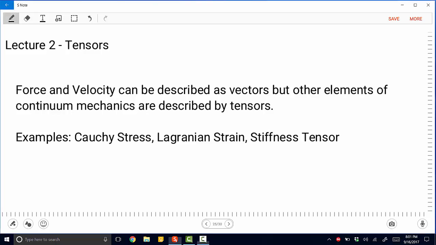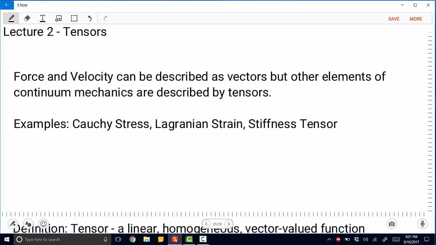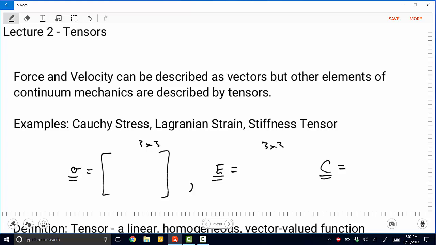Now, some examples of tensors that we will see in this class are, of course, the Cauchy stress tensor, right? Our nice stress tensor, which we define as a 3x3 matrix. Our Lagrangian strain, which is also a 3x3, as well as our stiffness tensor, which is a 6x6 matrix. Right? So it's 3x3, and this is a 6x6. So we need to be able to distinguish, well, what is the difference between these 3x3, Cauchy stress, and Lagrangian strain, and why do we have a tensor that is a 6x6?